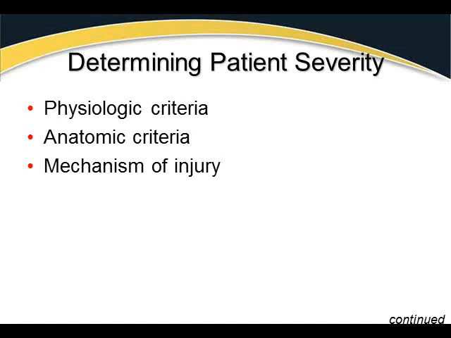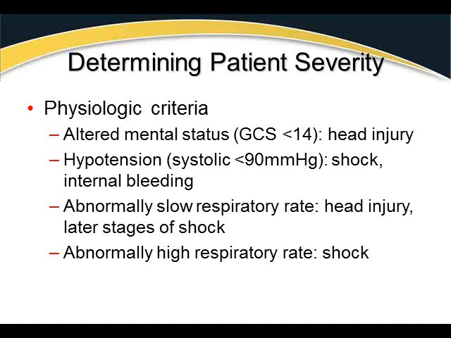Things that we use to determine their severity, number one, physiologic criteria. So what are we seeing when we start to look at the picture here? What do we see as far as signs or symptoms? Do we have things like altered mental status, hypotension, abnormally slow respiratory rate, abnormally high respiratory rate? Those are some signs or symptoms that go along with, this isn't normal. So what's going on here?